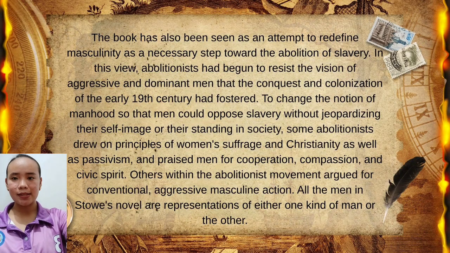The book has also been seen as an attempt to redefine masculinity as a necessary step toward the abolition of slavery. In this view, abolitionists had begun to resist the vision of aggressive and dominant men that the conquest and colonization of the early 19th century had fostered. To change the notion of manhood so that men could oppose slavery without jeopardizing their self-image or standing in society, some abolitionists drew on principles of women's suffrage and Christianity as well as pacifism and praised men for cooperation, compassion, and civic spirit. Others within the abolitionist movement argued for conventional, aggressive masculine action. All the men in Stowe's novel are a representation of one kind of man or the other.